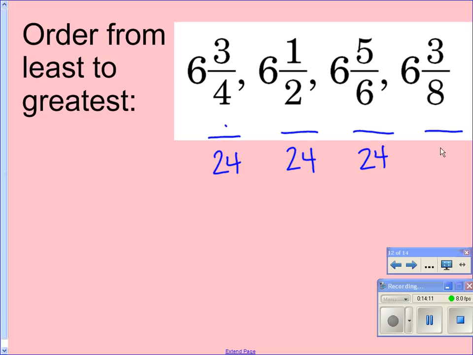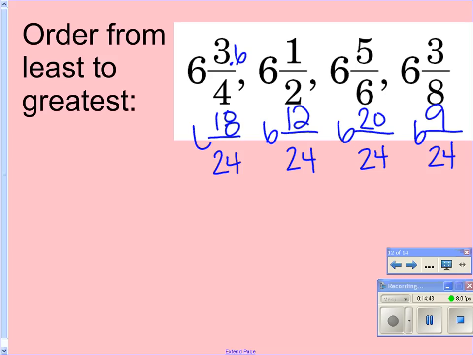Okay. What did we do with the 4 to get to 24? Well, we multiplied by 6. Remember, whatever you do to the bottom, you have to do to the top. 3 times 6 is 18. What did you do with the 2 to get to 24? You multiplied by 12. 12 times 1 is 12. To get from 6 to 24, you multiply by 4. 4 times 5 is 20. 8 to 24, you multiply by 3. 3 times 3 is 9. And all of the whole numbers are 6.